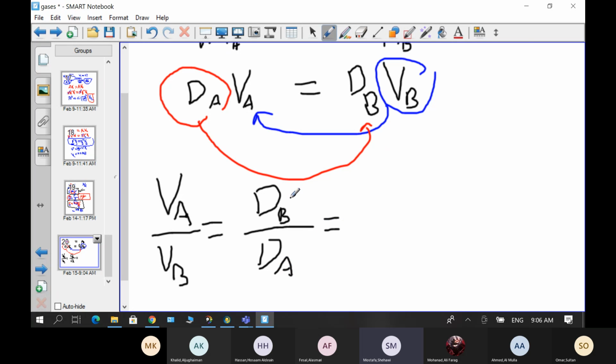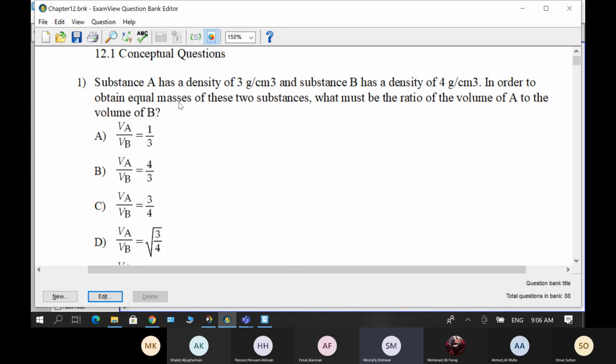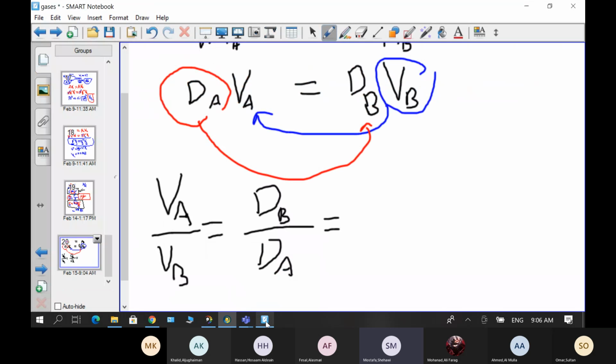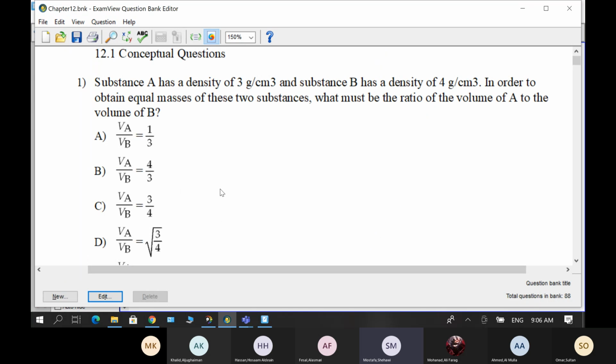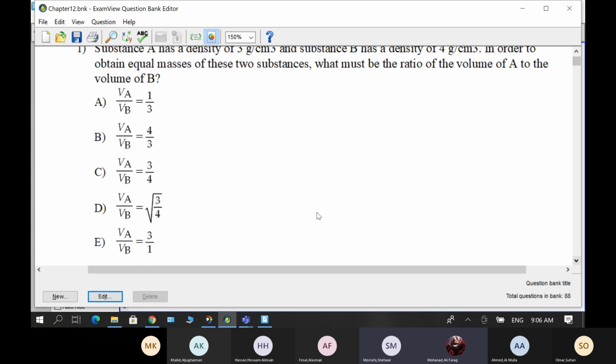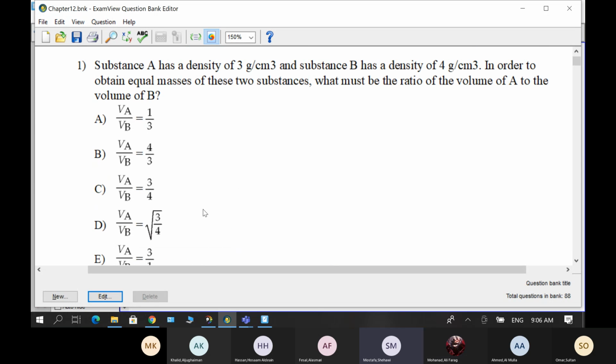Let's go back. What is density of B and density of A? Density of A is 3 and density of B is 4. So it's 4 over 3. So it's 4 over what? Over 3. So let's go back and see the answers. What would be the right answer, Mohammed? B. Yes, the answer would be B.